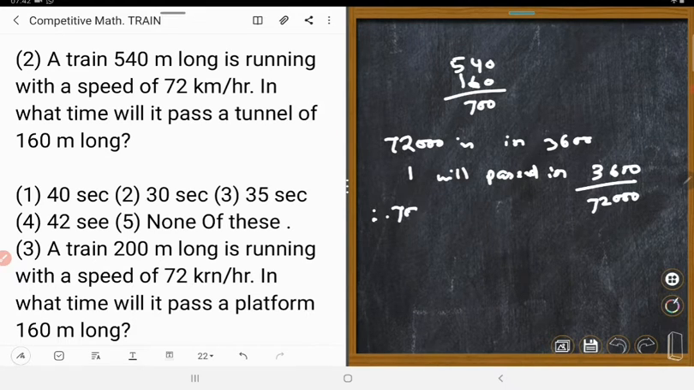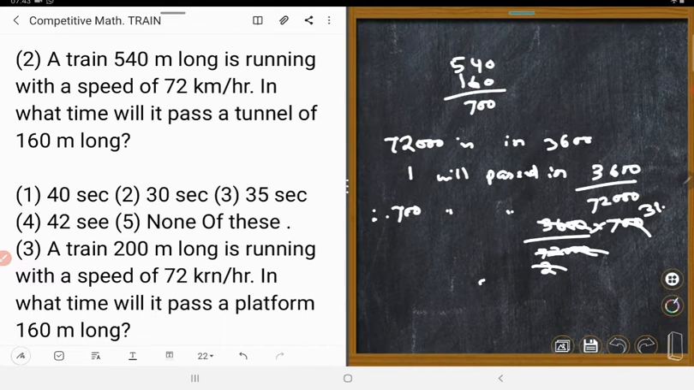Therefore, 700 meter will be passed in 3,600 upon 72,000 into 700. So, zeros cancel, 36 to the 270, that is equal to 35 seconds. Which is the correct one? Tell me. Number 3 is the correct one.